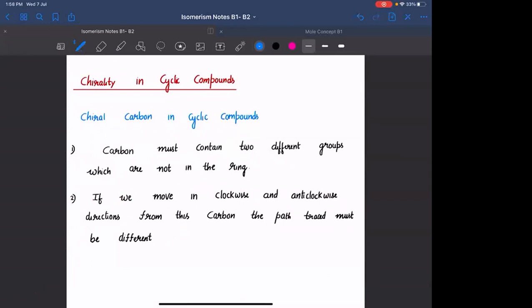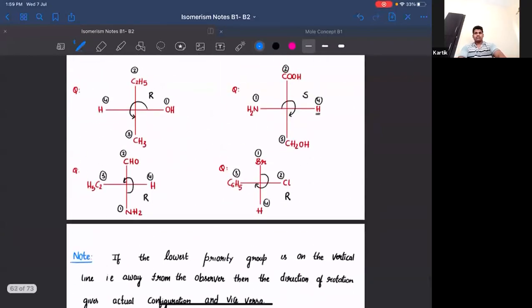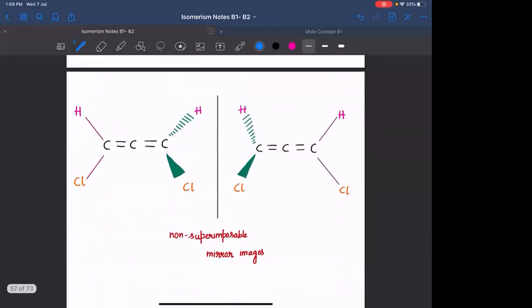In order to have an acyclic compound, matlab which is not cyclic, to be chiral, is it necessary to have a chiral carbon? No, right? We have seen examples also. Allene wala example, याद है आपको? We have seen this example. This particular molecule doesn't have any chiral carbon, yet it is chiral.